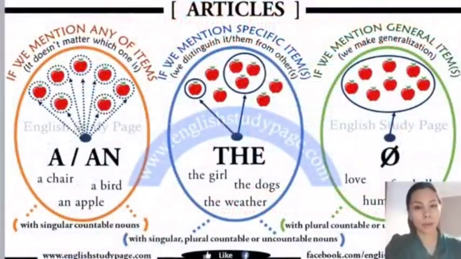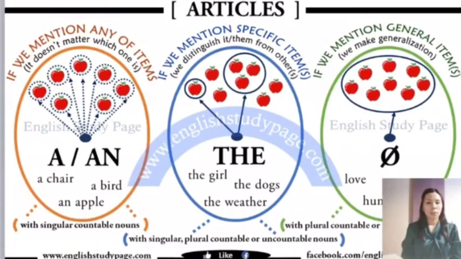In this lesson we learn how to use English articles. Articles are divided into categories: the definite article "the" and the indefinite articles "a" and "an".